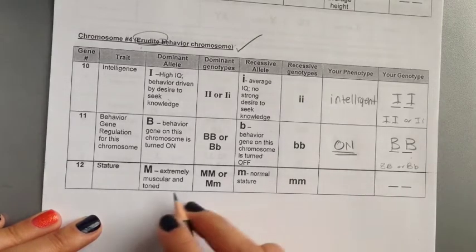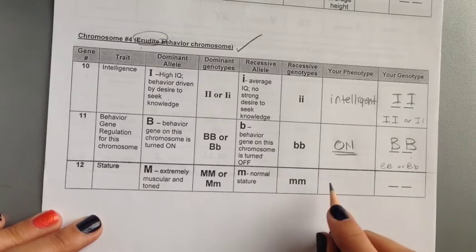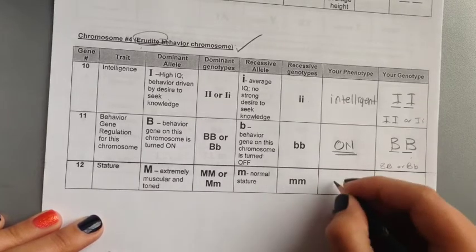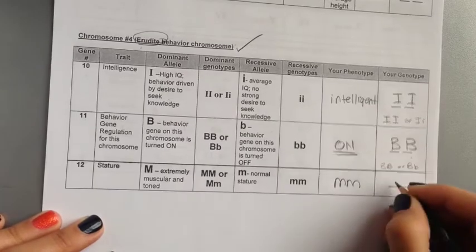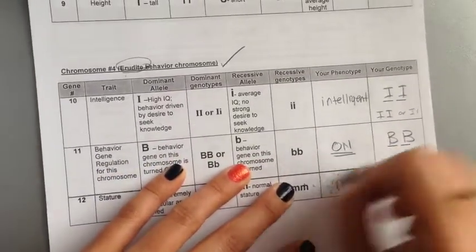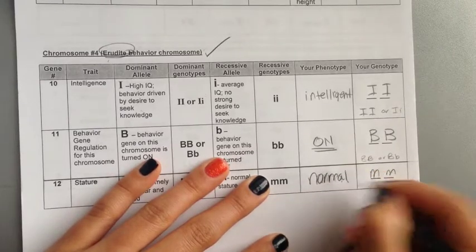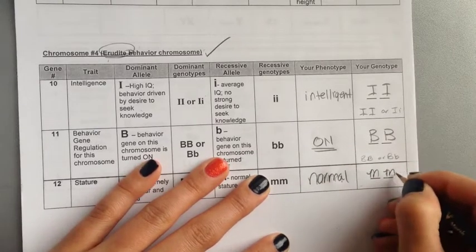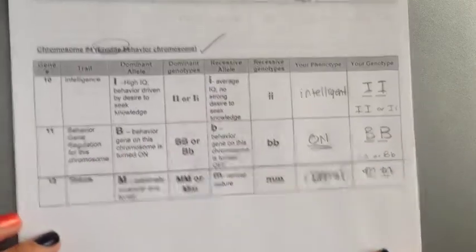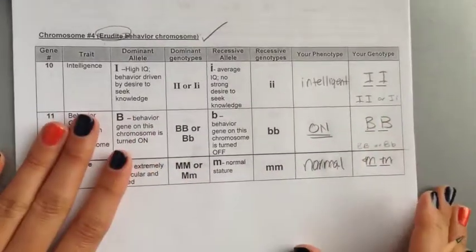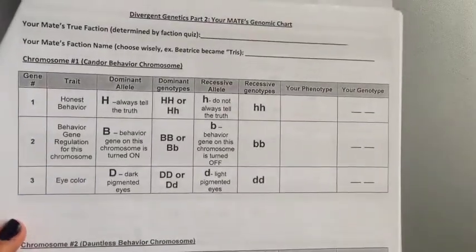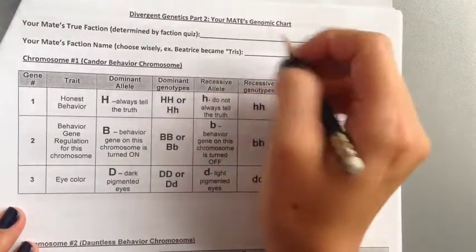And where it says stature, it can either be extremely muscular toned or normal. I'm going to go ahead and choose normal. 2 of the little m's, oops, that should not go there, and I'll write normal. Make sure you make your lowercase letters look lowercase, put a little tail on it like that. So this is what my intelligence would look like over here. Now if we jump over to our mate, let's say that I want my mate's faction to be Dauntless.